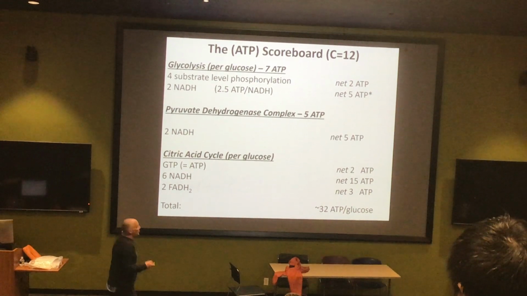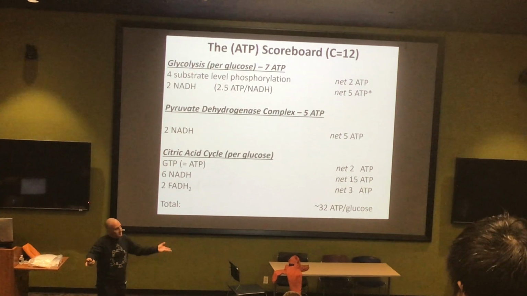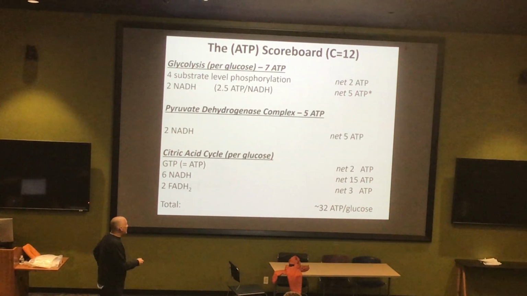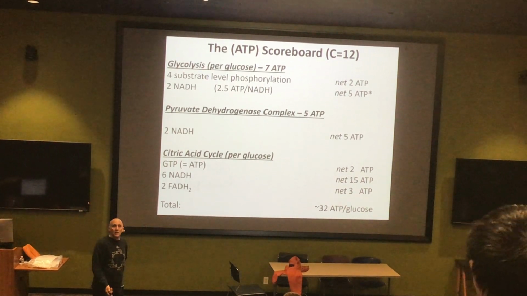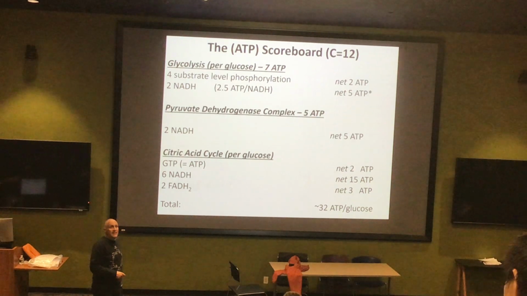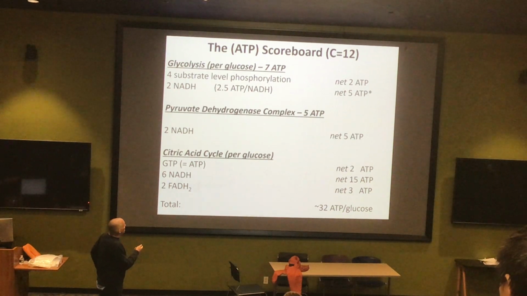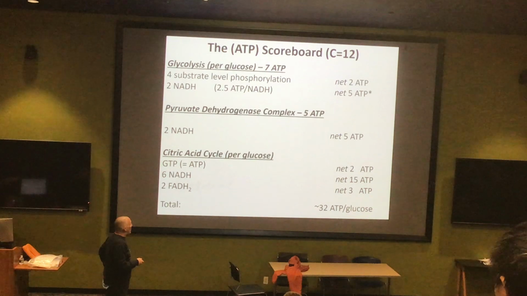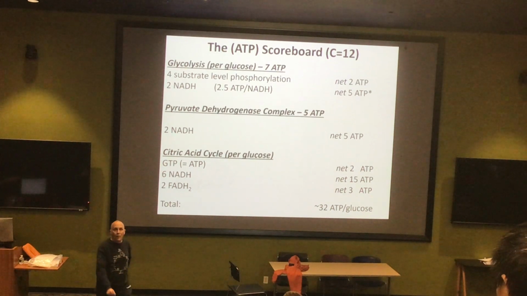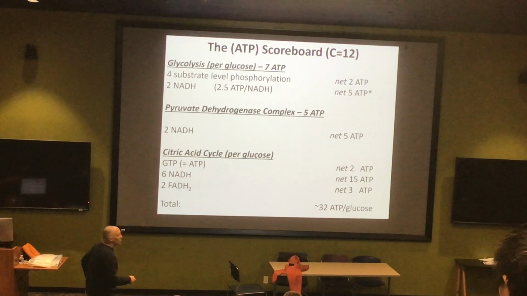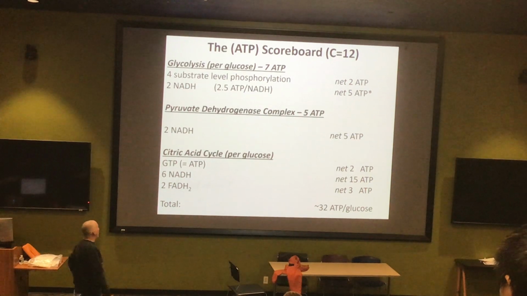That being said, if you were to do this on a test, which is a decent chance you're going to have to do, I don't want to see squiggles. I want to see absolute calculations. So I'm going to give you a defined C number. And here the C number is 12. So let's see how it is that we get up to this. Let's say exactly 32 ATP per glucose. How do we do that?